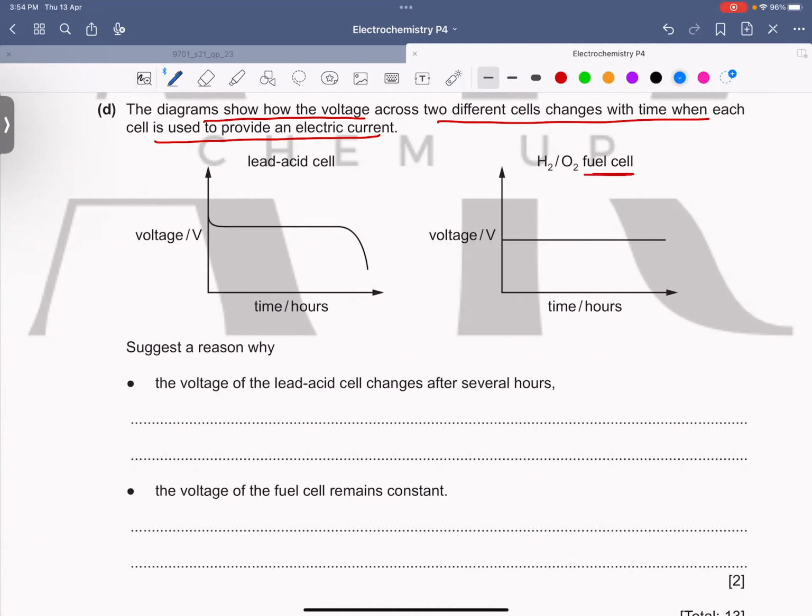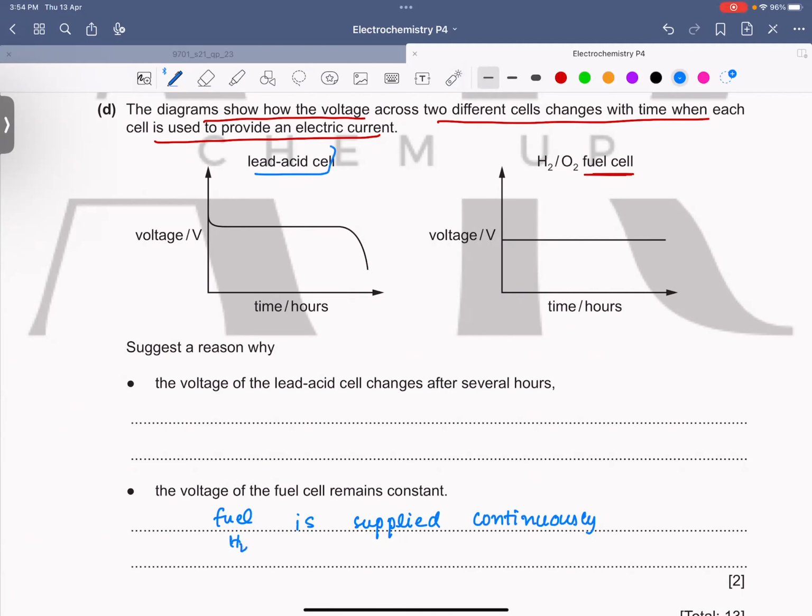Fuel cell, and it is continuously giving you an equal voltage. It means that the fuel is supplied continuously and the fuel doesn't run out. Fuel is supplied continuously, and this fuel is hydrogen over here.